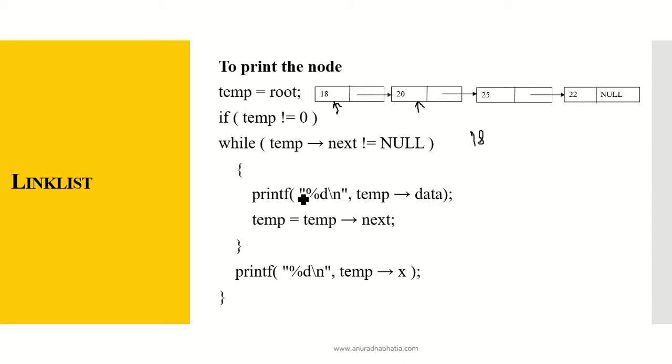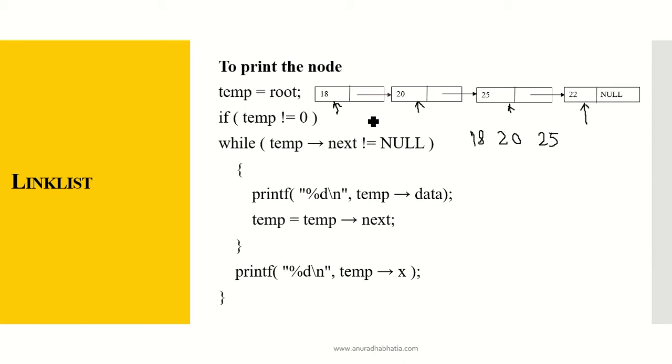And then you say temp pointer next is not equal to null. Yes, it is not equal to null, so printf temp pointer data. So what will be printed next is 20. Temp is equal to temp pointer next, so it comes over here. It says temp pointer next, so is it equal to null? No, so what will be printed is 25, and temp is equal to temp pointer next, so it comes over here.